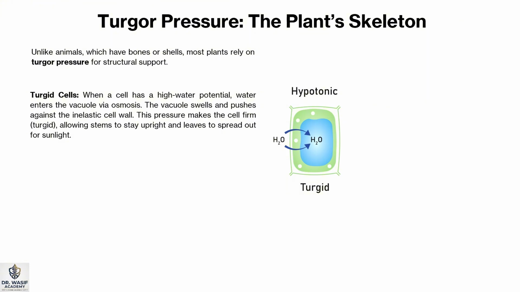In many ways, water is the plant's internal skeleton. First of all, let's look at turgid cells. When a plant has plenty of water, it creates a high water potential outside the cell. Water then rushes into the vacuole by osmosis. As the vacuole swells, it pushes the cytoplasm hard against the rigid, inelastic cell wall.